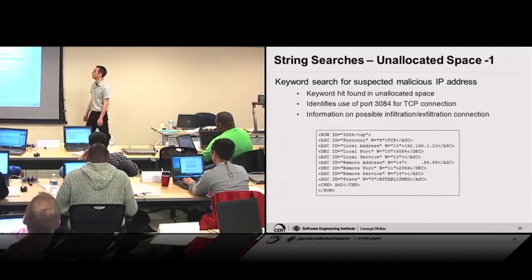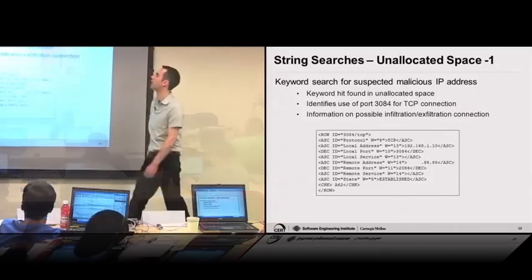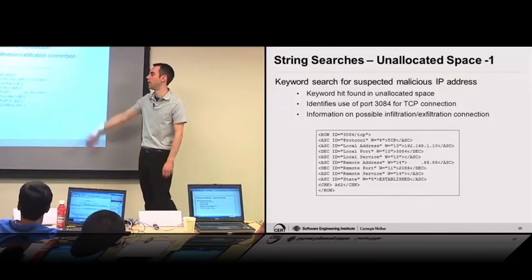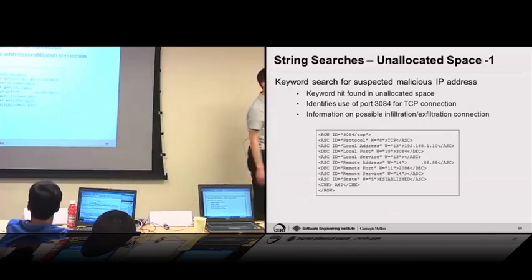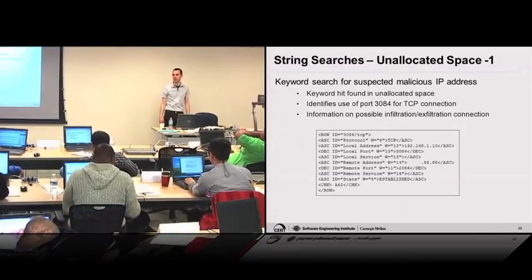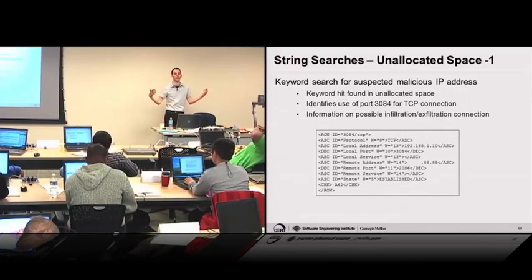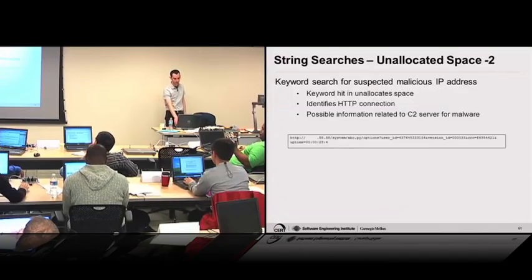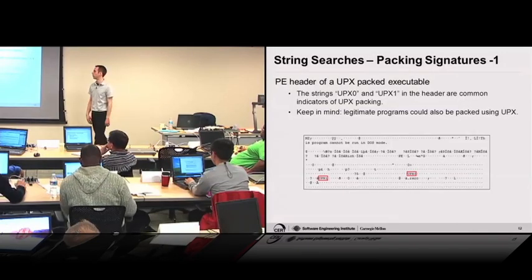Unallocated space is a great example as well. You search for an IP address maybe of interest. I've blanked some of it out there, but you search for an IP address and it gives you this entry, showing a TCP connection on port 3084, right? So you just use this to get additional information. I don't know much about this or what this application is doing, but I know this IP address is of interest. Again, this is another entry similar to that.